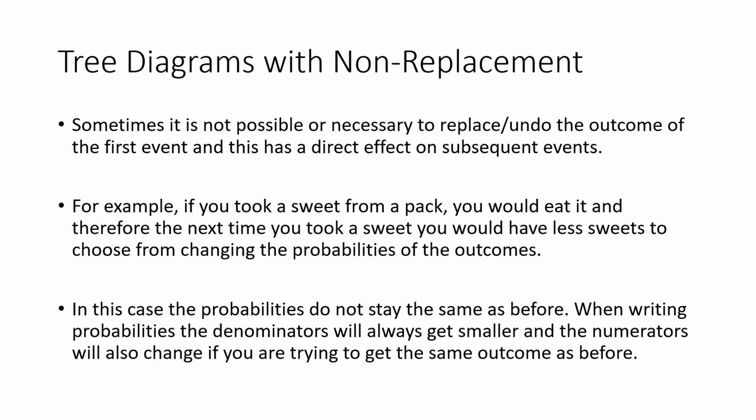So finally, moving on to the last bit for today's revision, is tree diagrams when you are not replacing the event. This will have a direct effect upon the probability of subsequent events. So if you were to take a sweet from a pack and you eat that sweet, the next time you went to the same pack, the chance of you getting a different sweet will now have a different probability. Why? Because there are now less sweets in the bag, and there are less of the type of sweet you ate the first time. So that would affect the probability of you getting the same type of sweet.